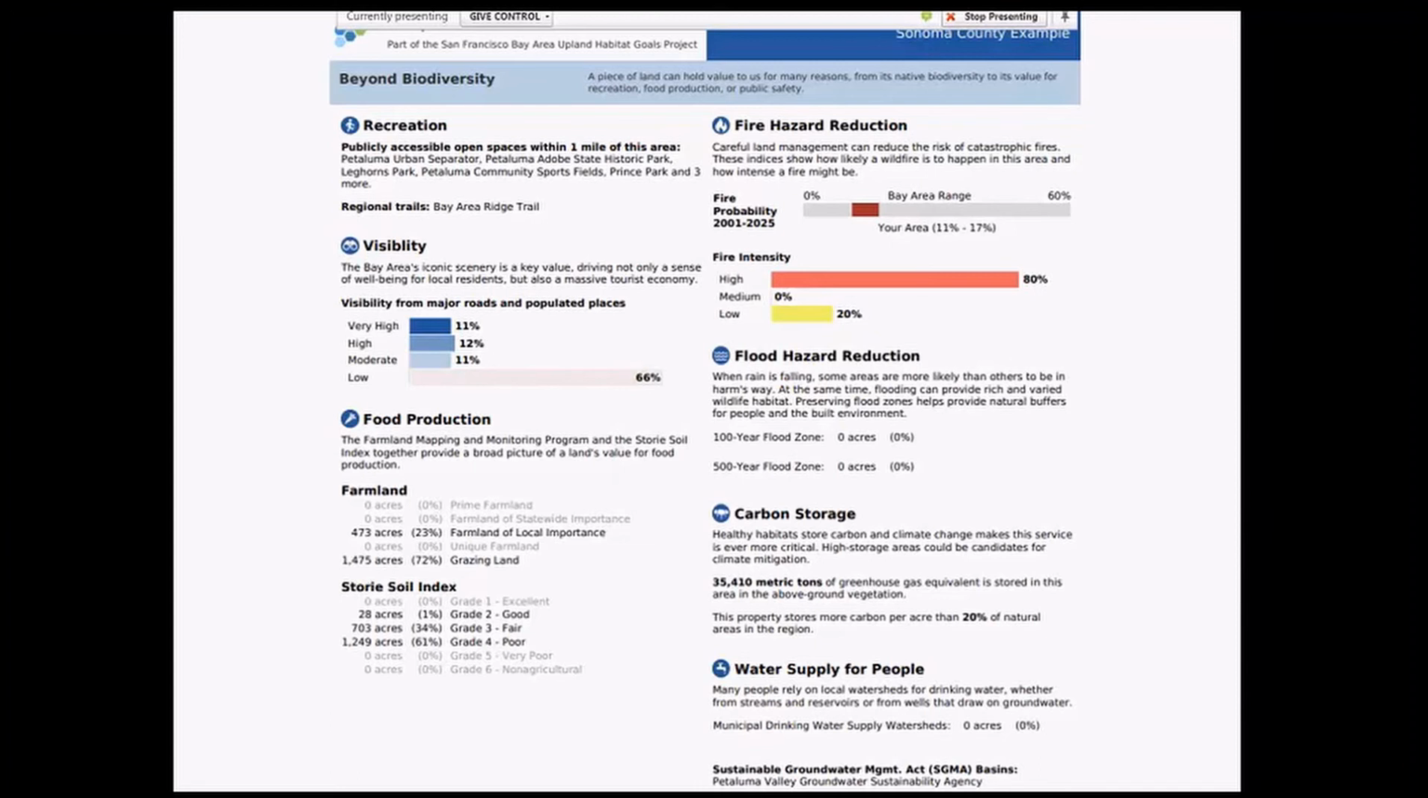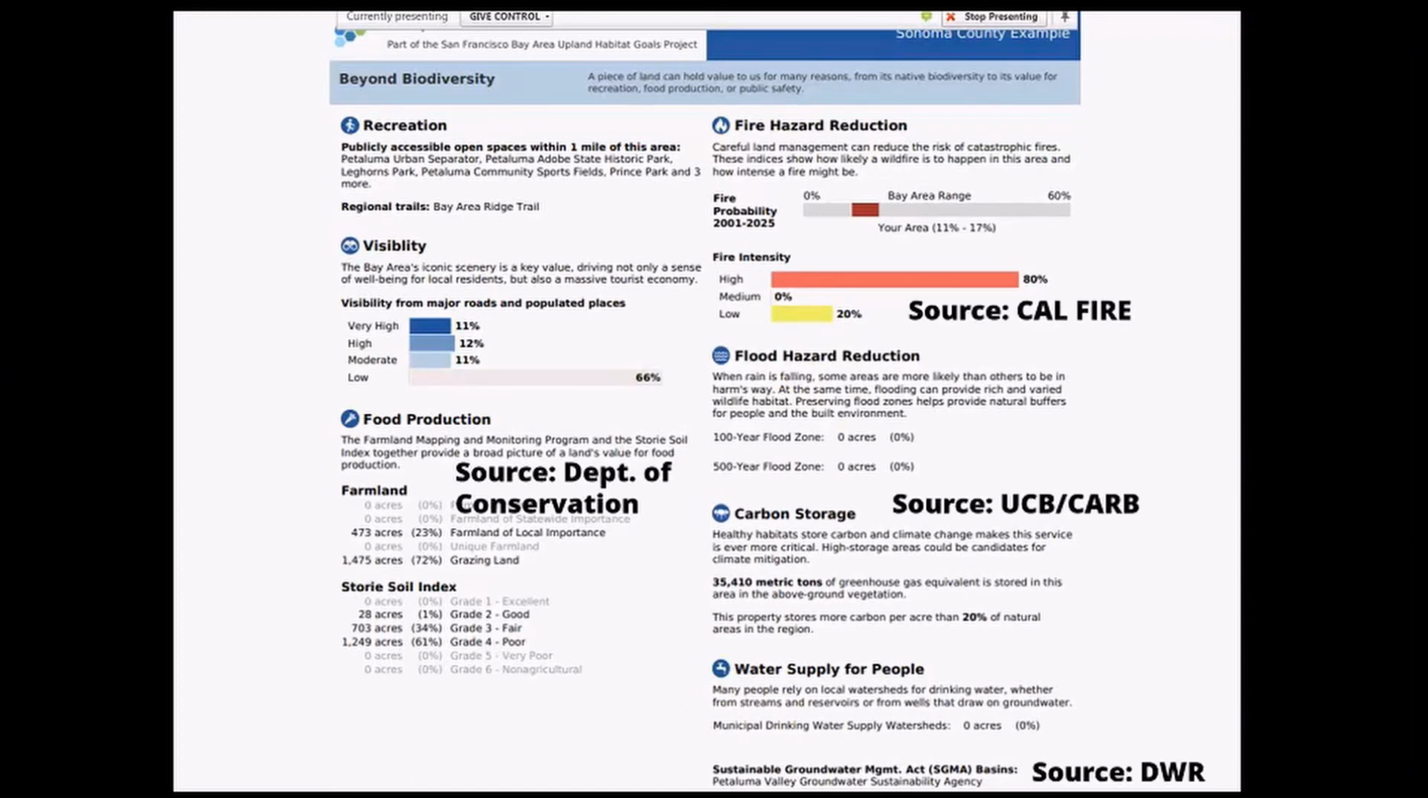And so a lot of this data actually is from the state, and so we just want to take a moment to acknowledge the really great data that is coming out of the state, and so we've operationalized it here at the property scale.